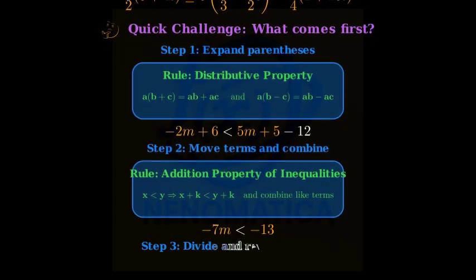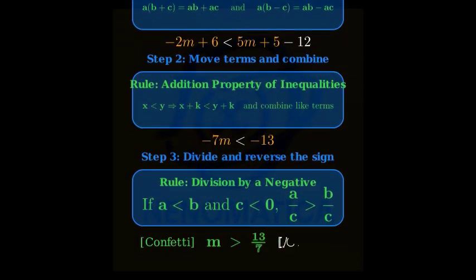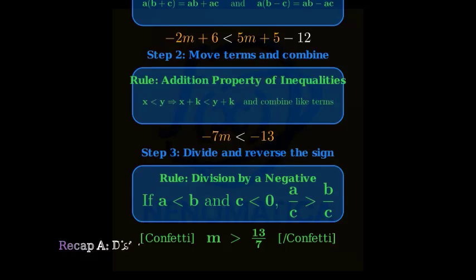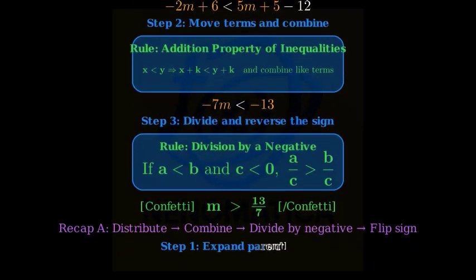Step 3. Divide both sides by -7. Dividing by a negative flips the inequality direction. Recap for problem A. Distribute, collect terms to get -7m less than -13. Then divide by -7 and flip the sign to obtain m greater than 13/7. Now problem B. Step 1.